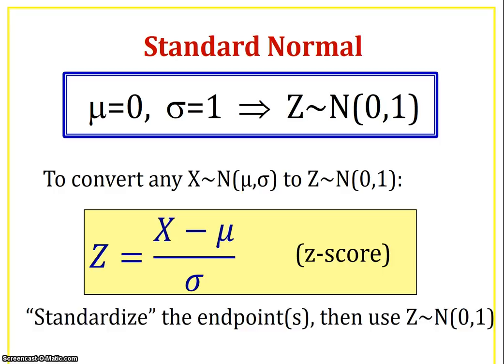And so in order to find areas, one way we can do it is by just using the applets. The other way is by standardizing the endpoints that we're using and then using a standard normal z-distribution. You can look for how to do this in section 5.1.